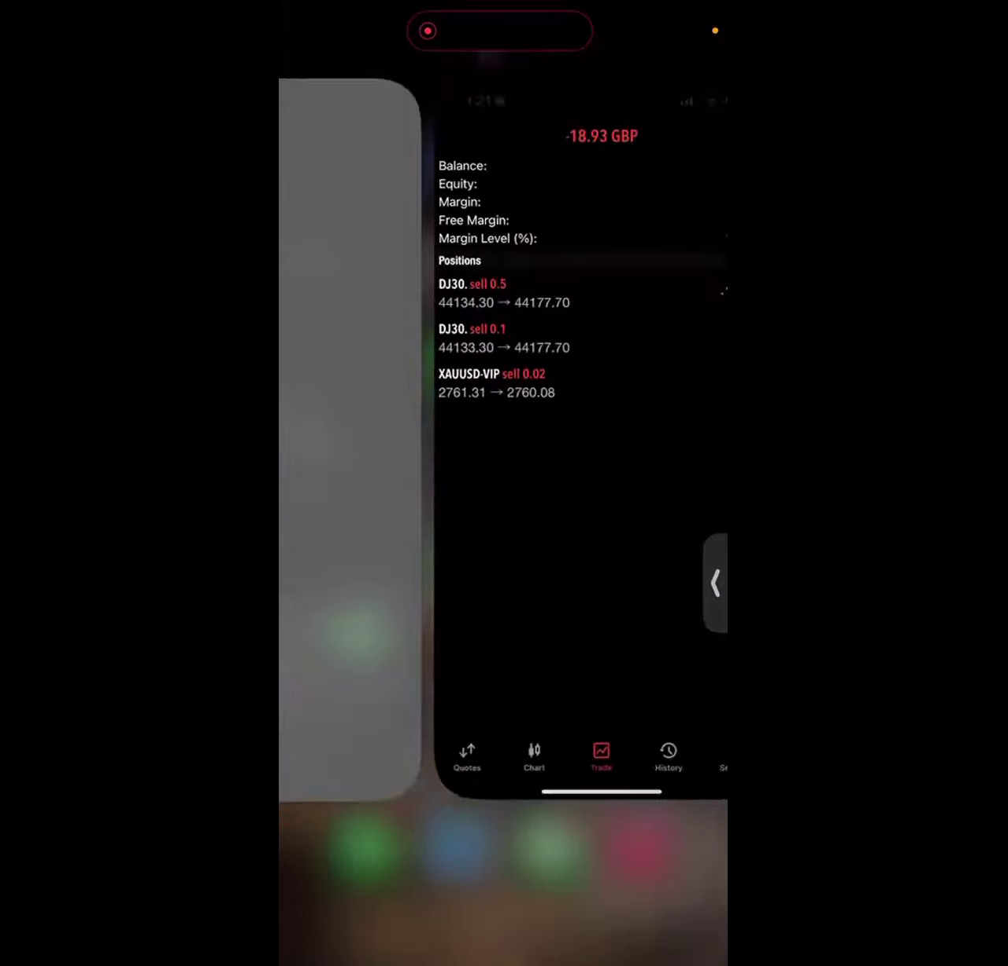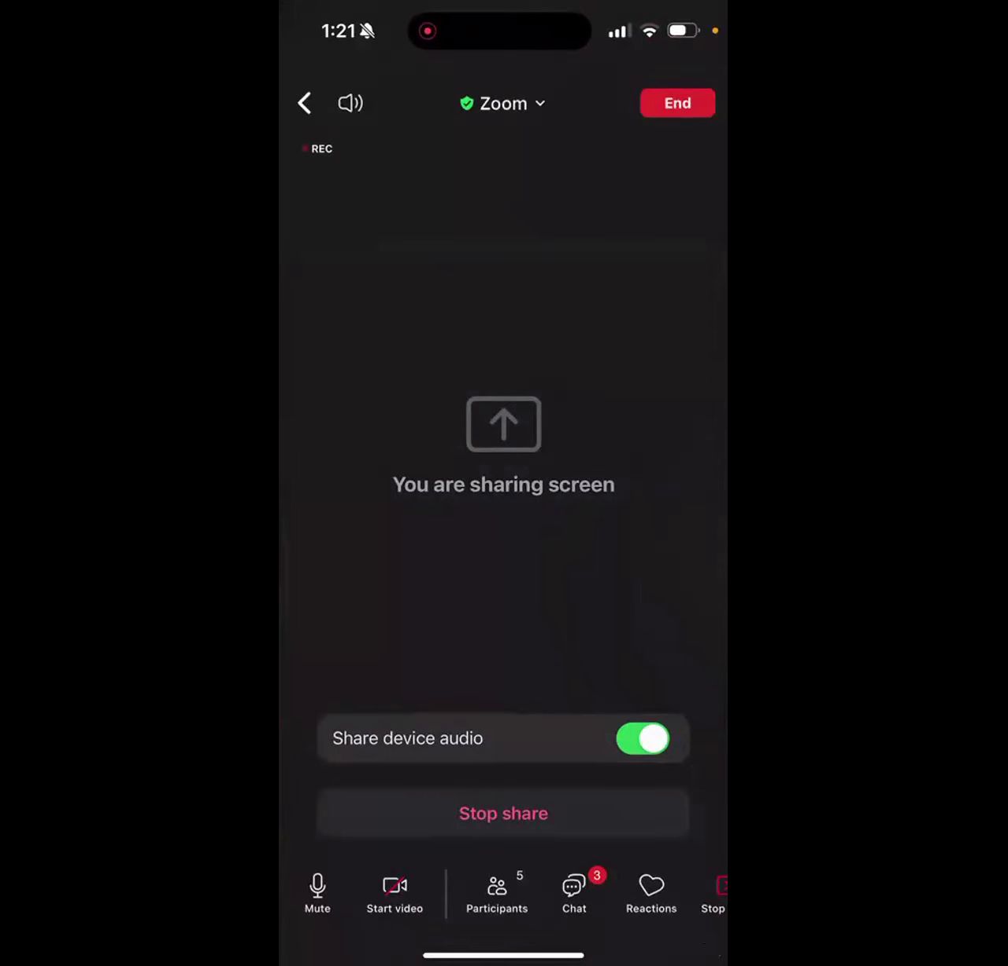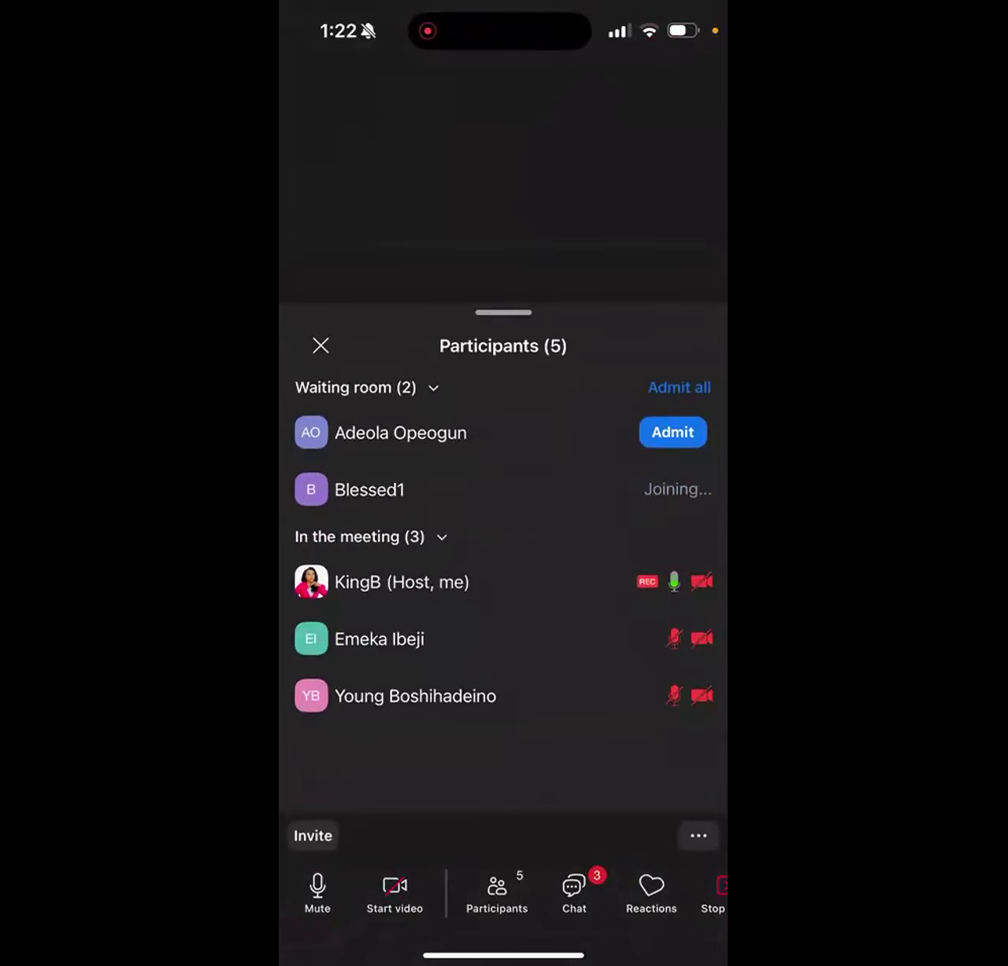I think I need to allow her to join the Zoom. Admit her. Thank you. Okay. So you can hear me now, right? Yes, I can hear you well now.